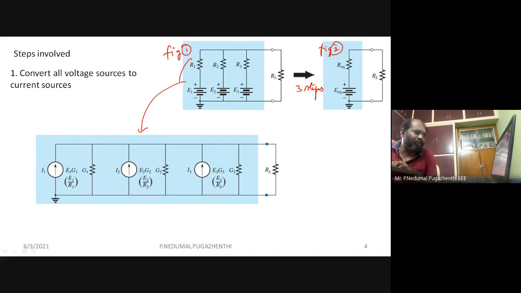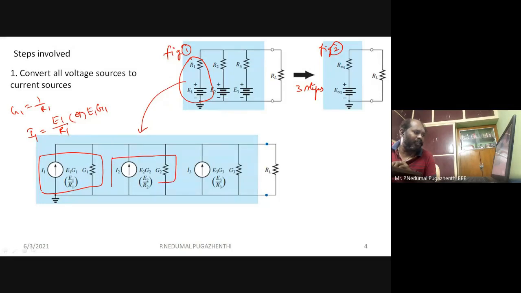This particular E1R1 combination will be converted into a current source in parallel with the conductance. This current source I1 is equal to E1 divided by R1, or I can write it as E1 divided by G1, since 1 by R1 is G1. We already know that G1 is equal to 1 by R1. So I1 is equal to E1 by R1, and G1 is equal to 1 by R1. Similarly, I will go for I2 and G2, and for I3 and G3.